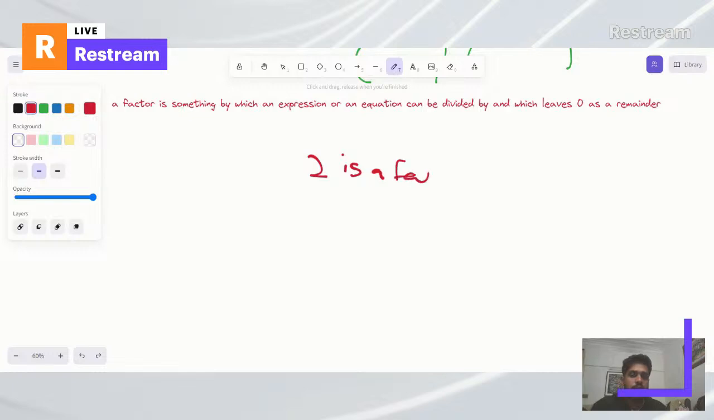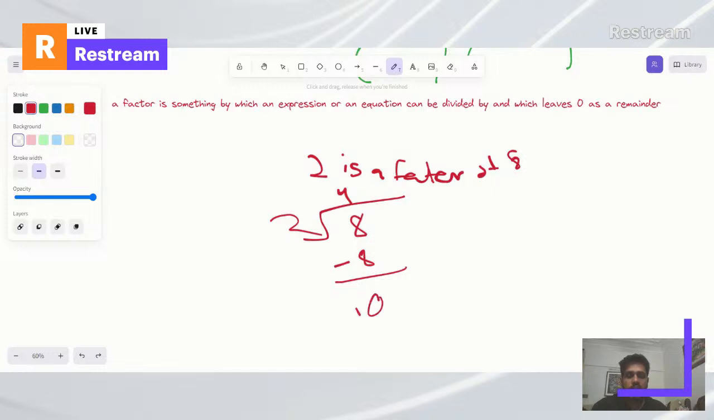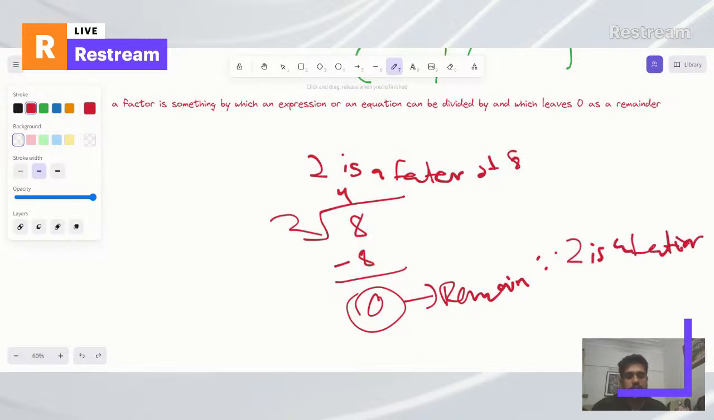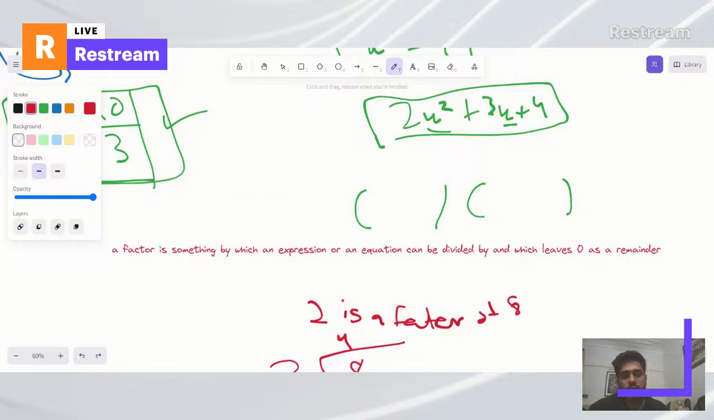is a factor of 8. So what do I mean by that? If I divide 8 by 2, I'm gonna get an answer of 4, right? And I'm gonna get 0 as a remainder. Okay, so this is a remainder and this is 0. Hence, I say that 2 is a factor, right? So similarly, in terms of equations as well, in terms of expressions as well, we're gonna find different factors.